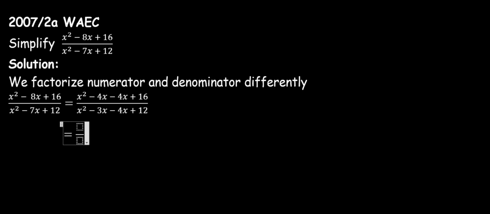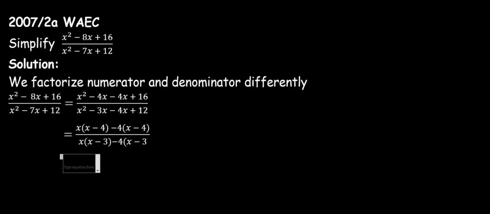We factorize further. Just factor out x at the numerator. In the first two items, you'll be left with x minus 4. Then minus 4 from the second two items, and we'll be left with x minus 4. Similarly, at the denominator, you factor out x, and we'll be left with x minus 3 in the first two items. Then in the next item, when you factor out minus 4, you'll be left with x minus 3. And the result is you can bring out x minus 4 at the numerator, then you'll be left with x minus 4. Then at the denominator, when you bring out x minus 4, you'll be left with x minus 3.